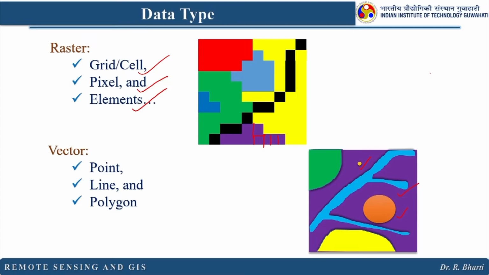So points are like individual features, and 2 points, if they are connected with a line, right? So a line will have 2 points, and if this is enclosed, then they are known as polygons. So here you can see these are polygons. Let us understand what advantages we have when we have raster data and what advantages we have when we have vector data. So we will start with raster data.